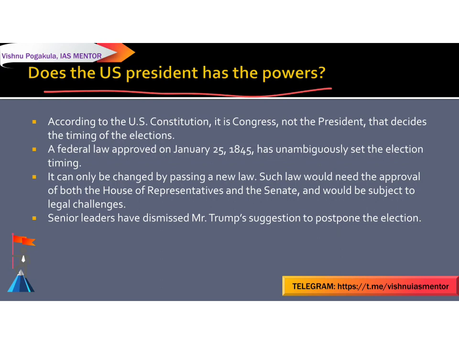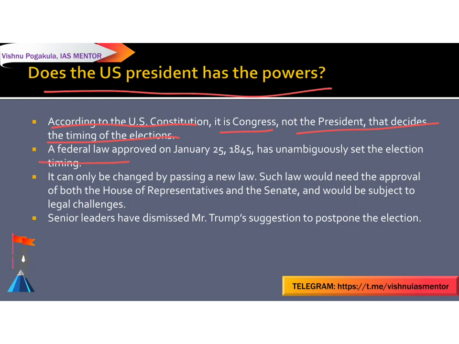According to the US Constitution, it is Congress, not the president, that decides the timing of elections. When the election should take place should be decided by Congress, not by the president. It's not in the hands of the president. He has no absolute power to decide it. Only Congress has the power.